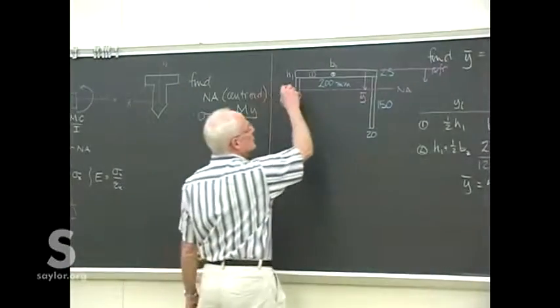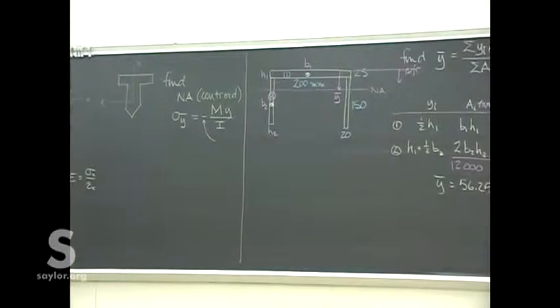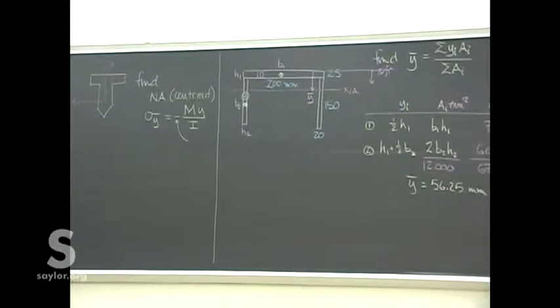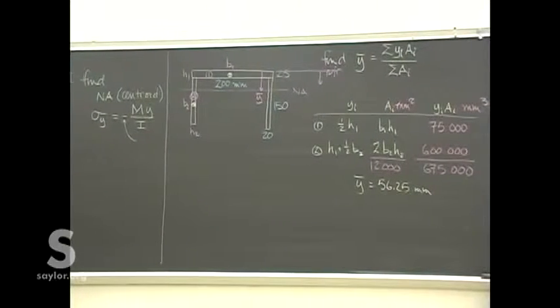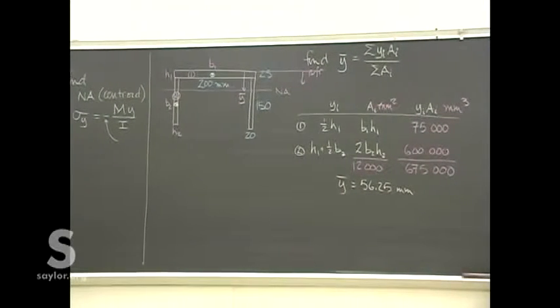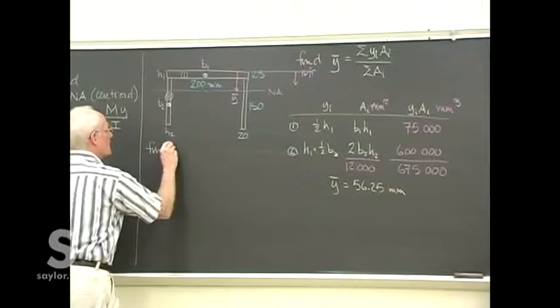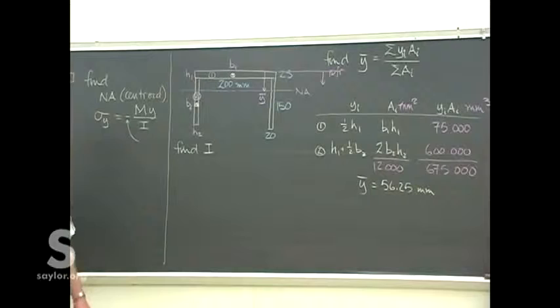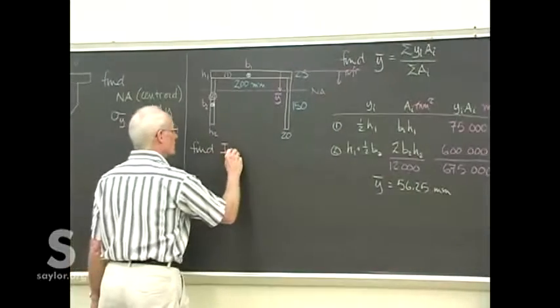That fixes the neutral axis right on our cross section, and we don't need to worry about where the reference line was anymore, because now we know where the neutral axis is. One last thing we need to find then is the area moment of inertia of that cross section with respect to the neutral axis.